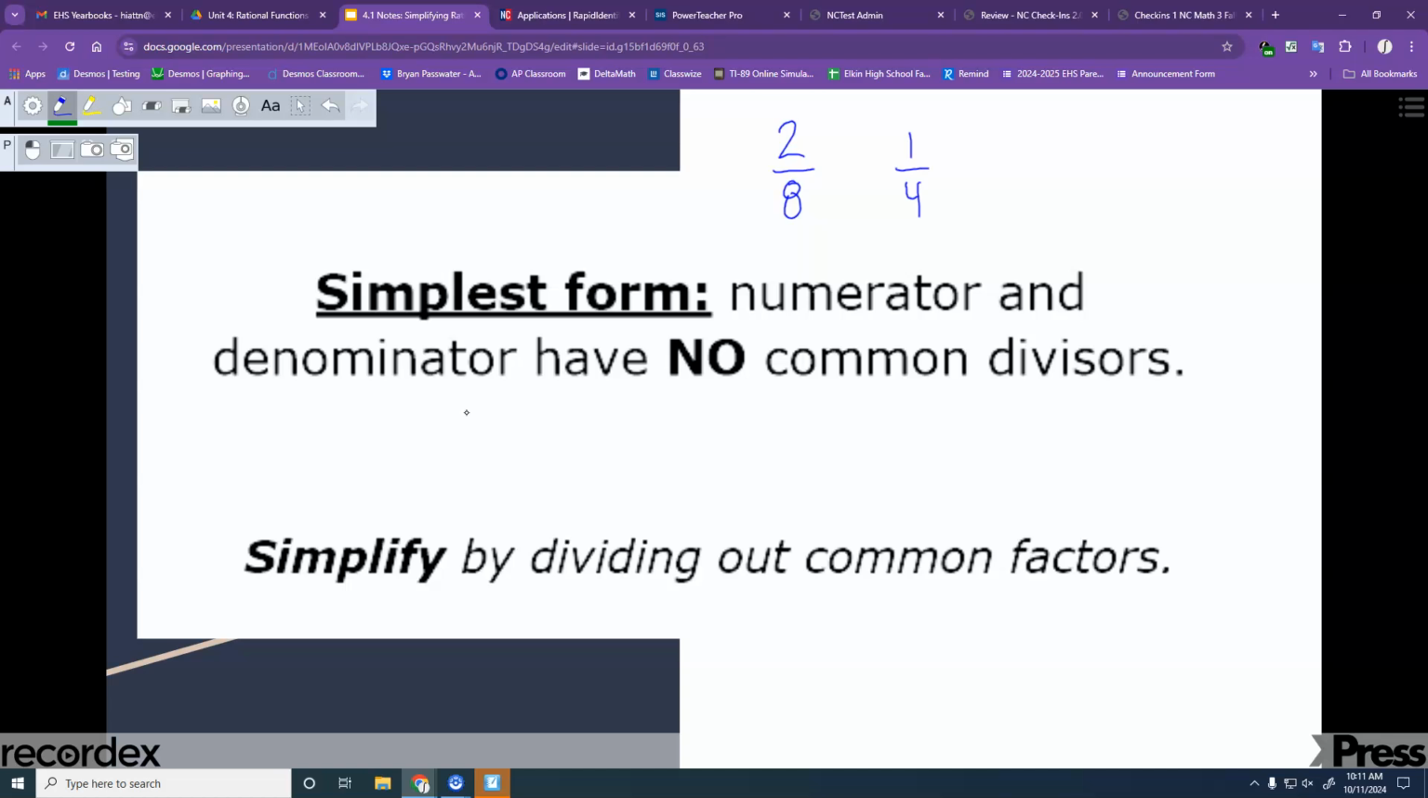That is definitely true when we're talking about regular fractions. It is also going to be true when we're talking about rational functions. So the numerator and the denominator cannot have any common divisors. There can't be anything you could divide both top and bottom by. And you simplify by dividing out common factors. You're seeing that word factor show up a couple times already. That should let you know that we are still going to have to be able to factor to do these problems. So if you thought that it was done in Unit 3, it unfortunately is not. We do still have to be able to factor for that.